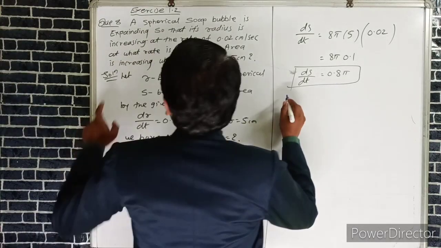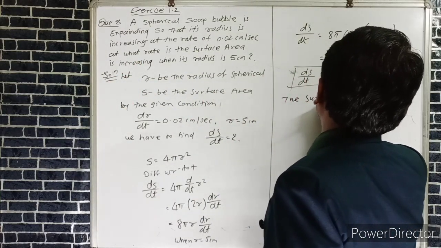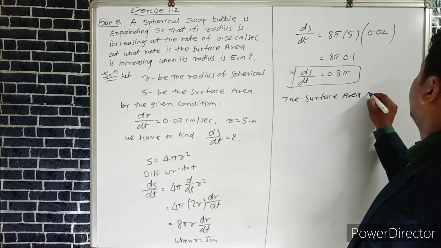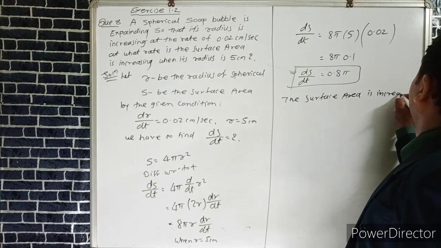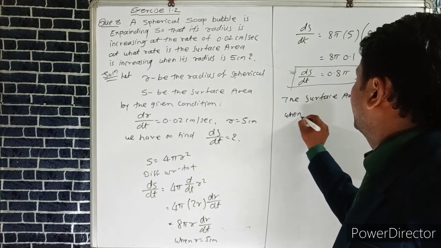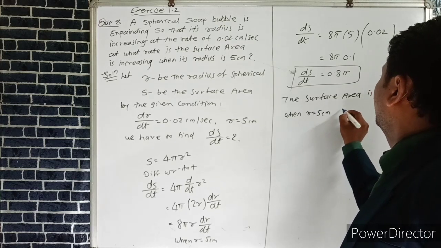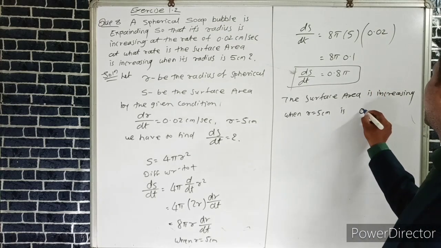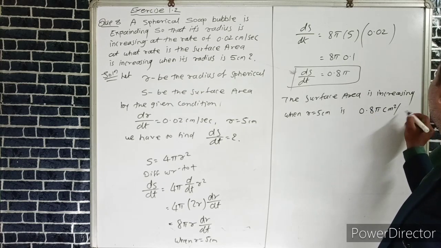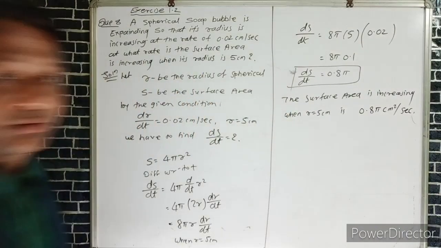Hence we can write the surface area is increasing when r is equal to 5 centimeter at 0.8 pi centimeter square per second, which is the required answer.